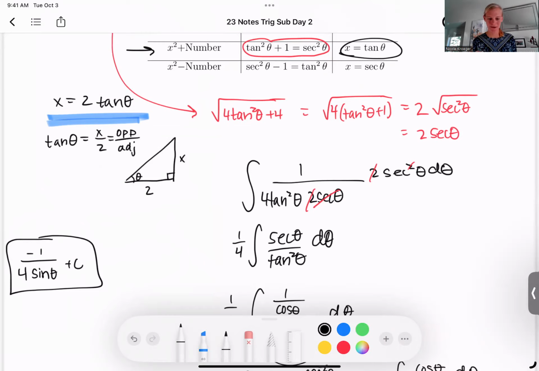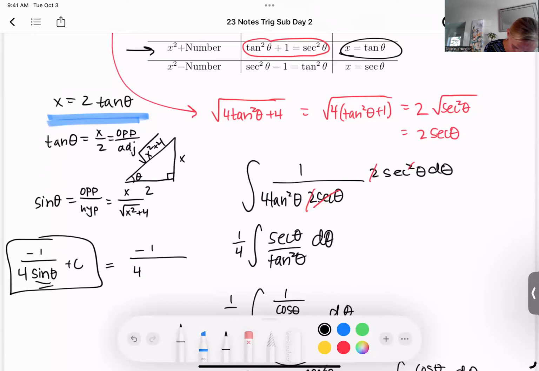Now we can find our hypotenuse. Our hypotenuse is just going to be, using the Pythagorean theorem, square root of x squared plus 4. Okay? And so now the thing that we needed to find is we needed to know what sine of theta was, because that was in our answer. So sine is opposite over hypotenuse. So that will be x over root x squared plus 4. And so if we make that substitution, we have -1/4 times x over root x squared plus 4 plus c.